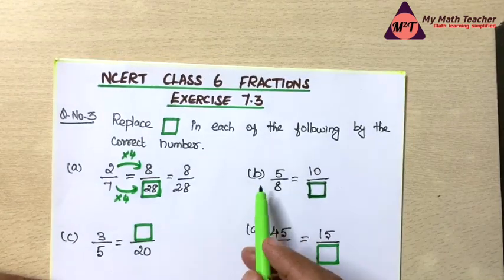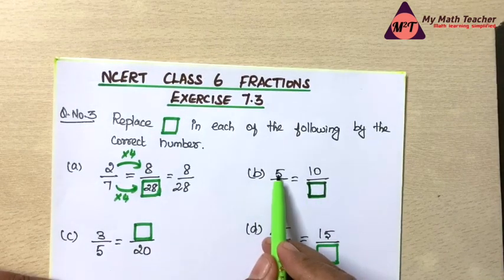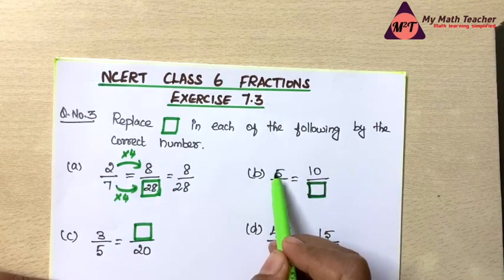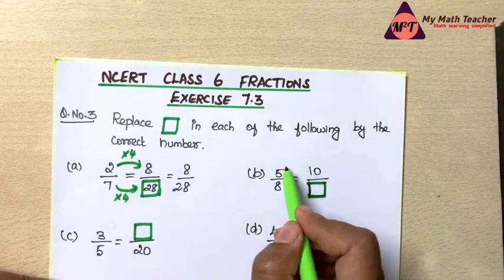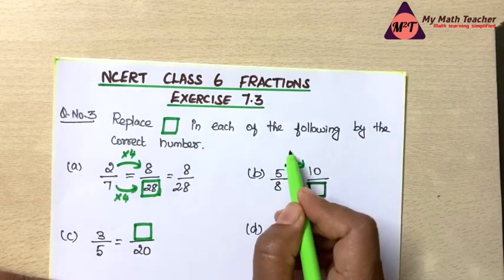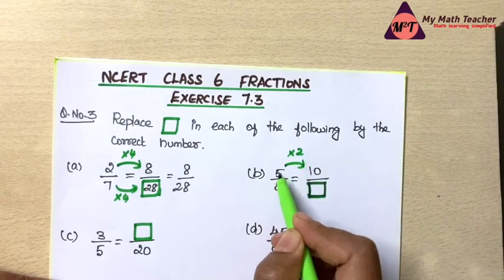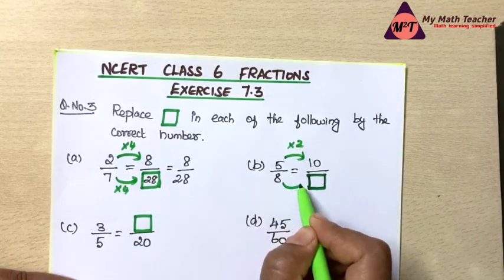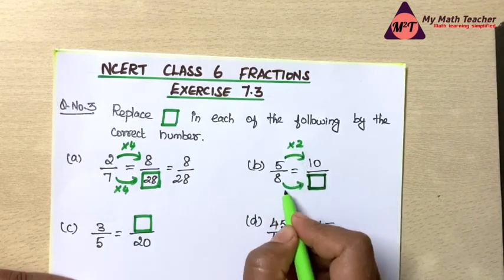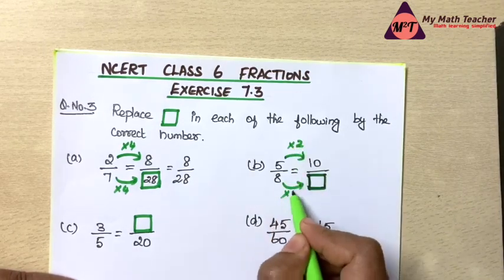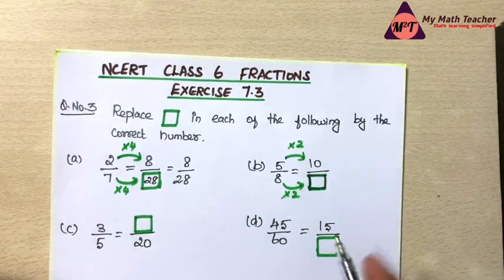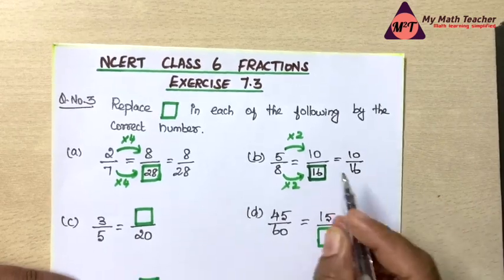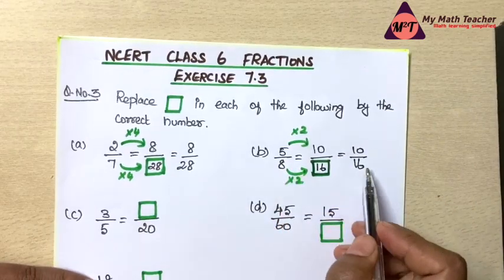Next subdivision, which is B. 5 is given in the numerator. Equivalent numerator is 10. Now 5, how many times of 5 will be 10? Just multiply by which number? 5 2's are 10. 5 into 2 is 10. The same thing you have to do in the denominator as well. Multiply the same number. So what is the answer? 8 2's are 16. So this is the answer, which is 10 by 16. So 5 by 8 is equivalent to 10 by 16.